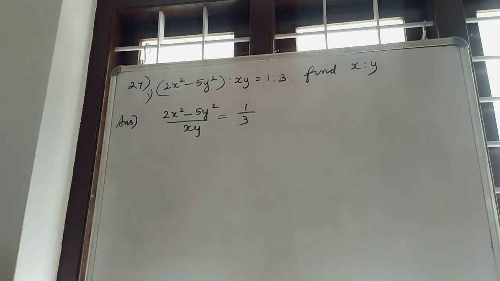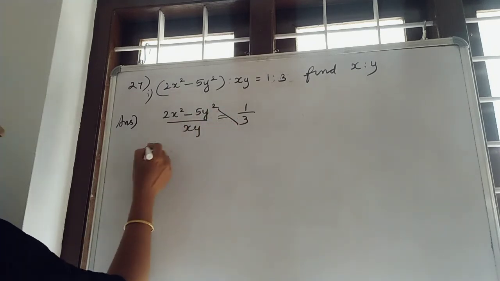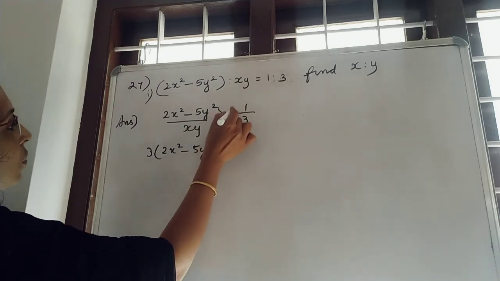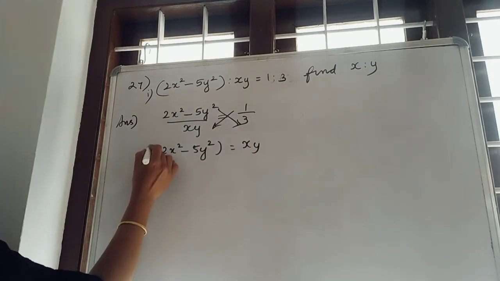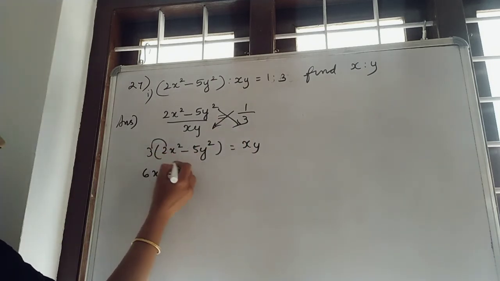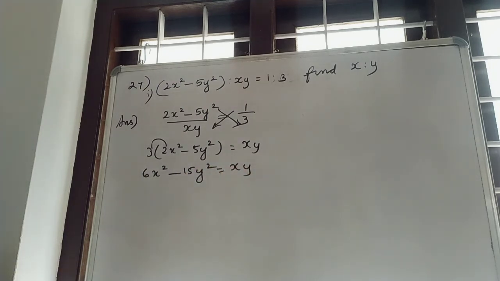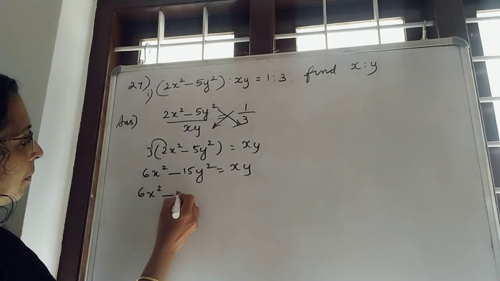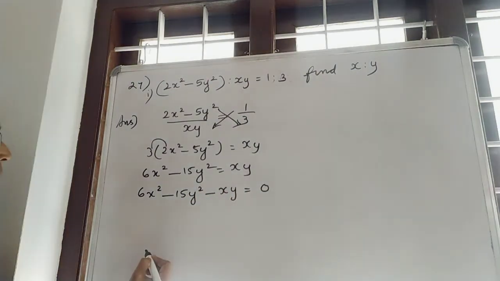So we can write in fraction form (2x² − 5y²) divided by xy is equal to 1 by 3. So we can cross multiply this. So it will be 3 into (2x² − 5y²) is equal to 1 into xy. Okay, so opening the bracket, 6x² − 15y² is equal to xy. Take this to the left side: 6x² − 15y² − xy = 0.